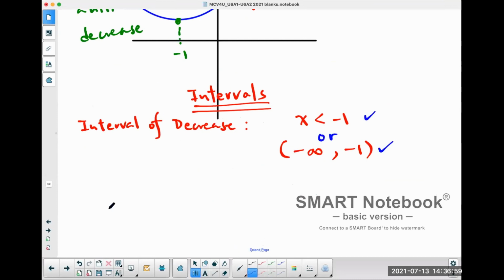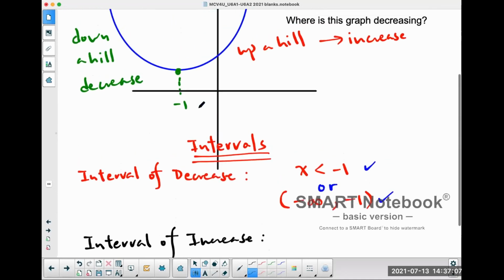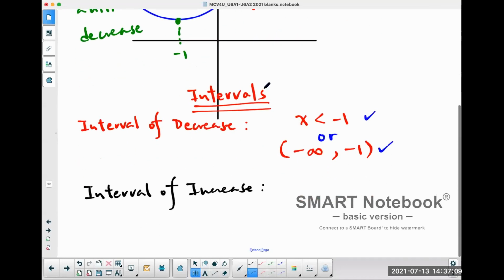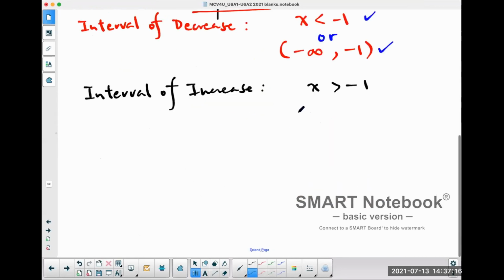What about the interval of increase? Well, which part of the graph is increasing again? Well, it's -1 and up. X greater than -1, or if you use the other notation, it would be -1 to positive infinity. Okay, -1 to positive infinity.